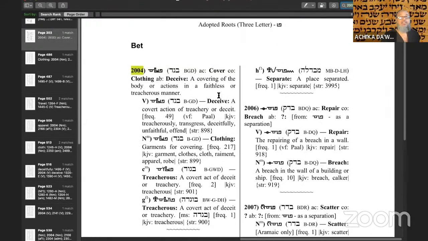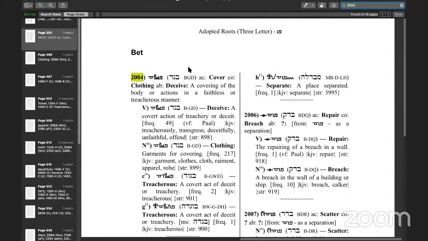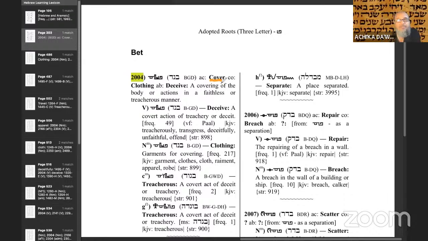Understanding, okay? So at the top of this page here, it says adopted roots. And this is from the Bet family, okay? So you got an Aleph family and you got a Bet family. The first word that you see right there is called what? Bagad or Baged. Good job. And that means to cover. It means to be deceitful in some type of way. Most High told us don't be treacherous with your wife of your youth in the book of Malachi, chapter 2, I believe, okay? So here, this is an adopted root.